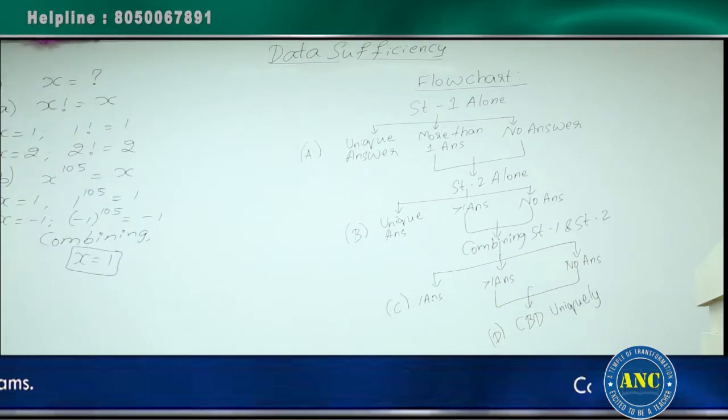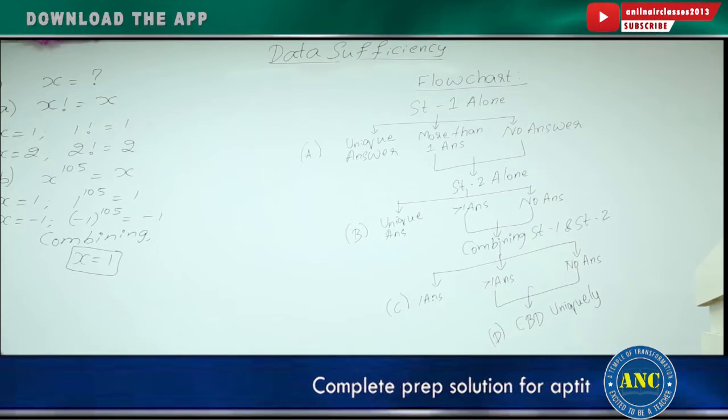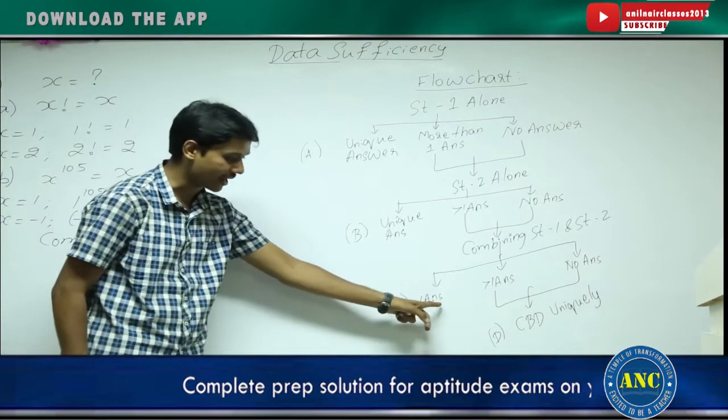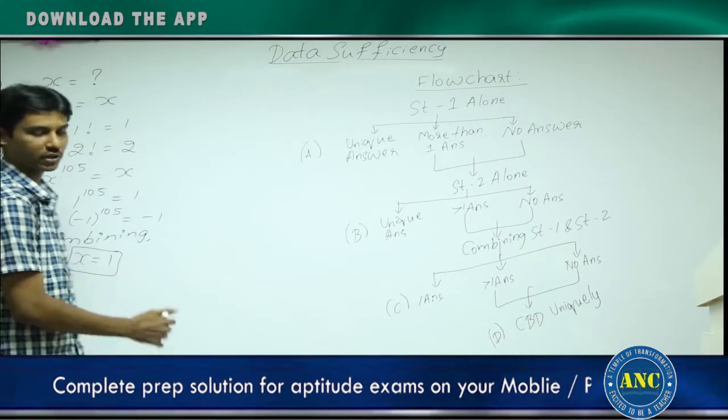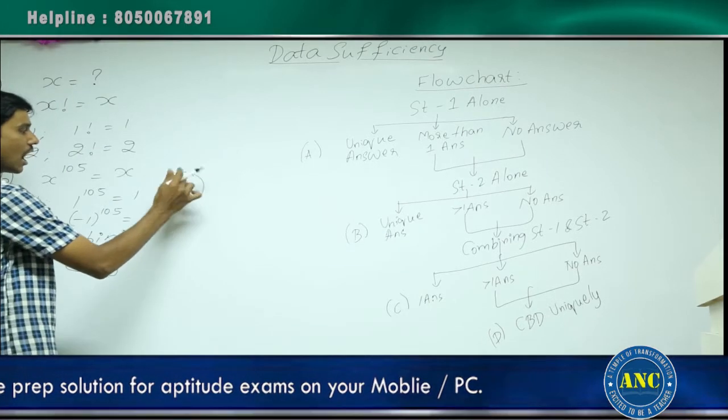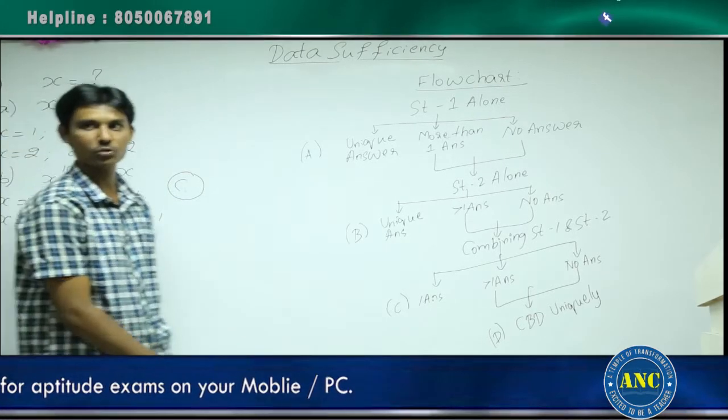And what is that value of x in this example? Value of x in this example is x is equal to 1, right? After combining, if you are getting a unique answer, what is the answer option? Option C. The answer for this question is after combining both the statements, statement 1 plus statement 2.